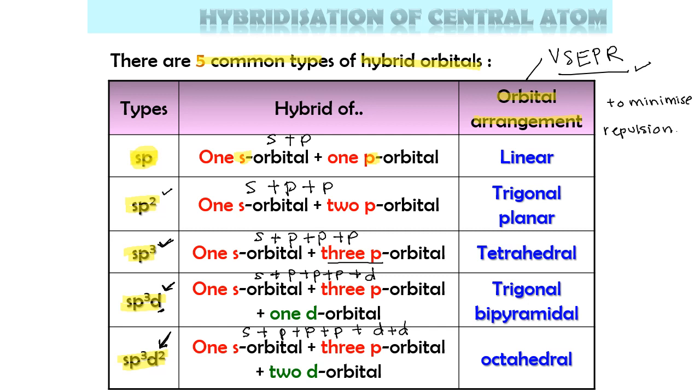Okay, so that is why for sp hybrid, you will get orbital arrangementnya adalah linear, and then for sp2, you will get trigonal planar, and then tetrahedral, trigonal bipyramidal, and octahedral. So ini semua adalah back to the basic shape. Okay, so we will look into detail with few extra example so that you can see the concept.